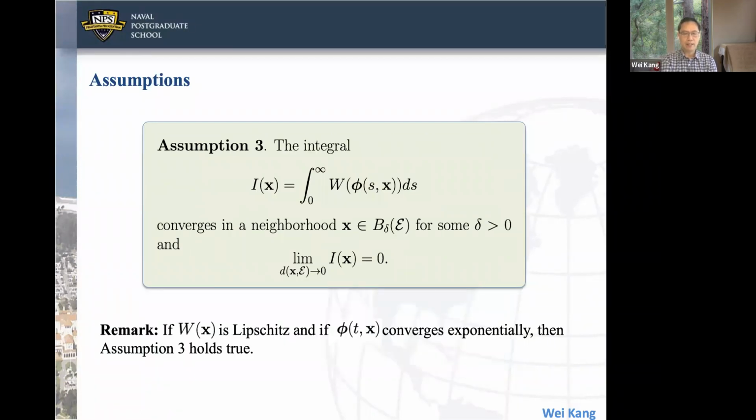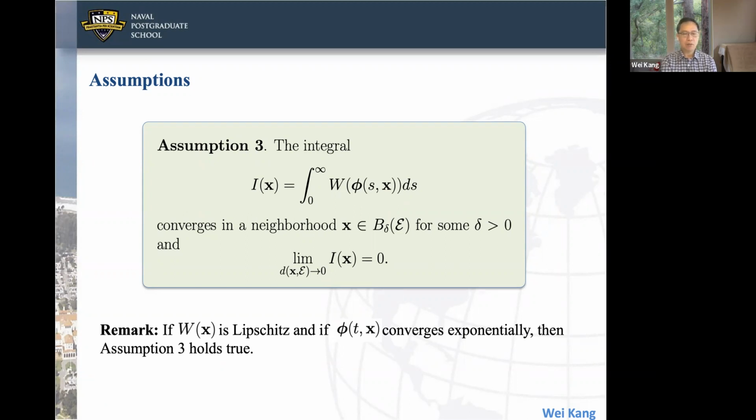And then this one, when you take a look at this assumption, it doesn't look obvious. But anyway, I assume that this W function, if you do integration along its trajectory in the neighborhood of the domain of the attracting invariant set, its limit converges. And also more importantly, when x gets closer and closer to this invariant set, this integration approaches 0.